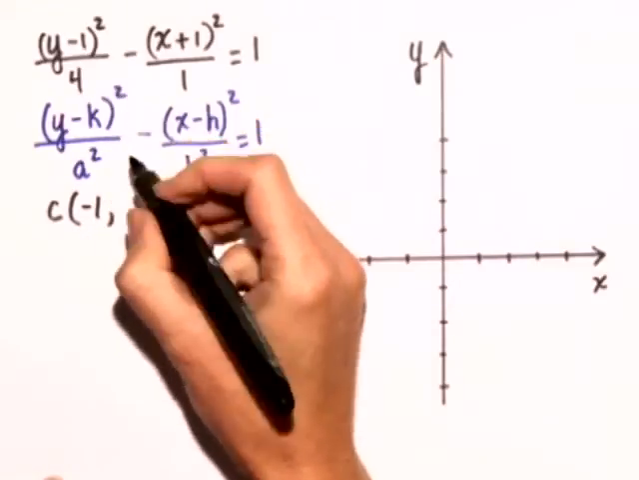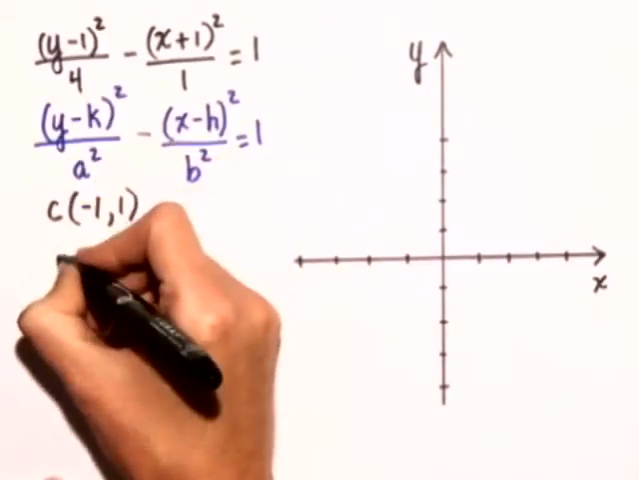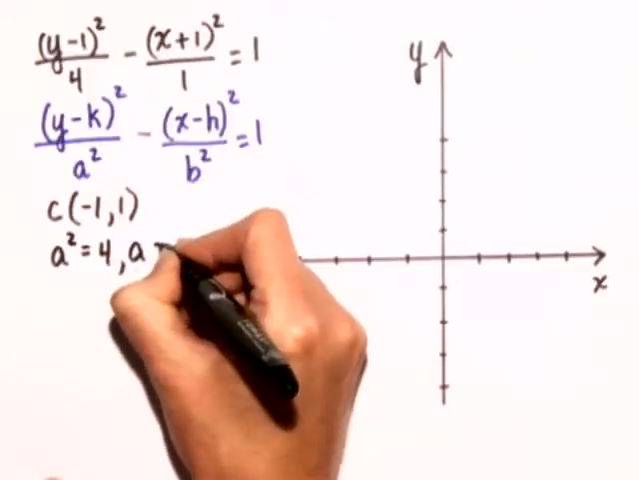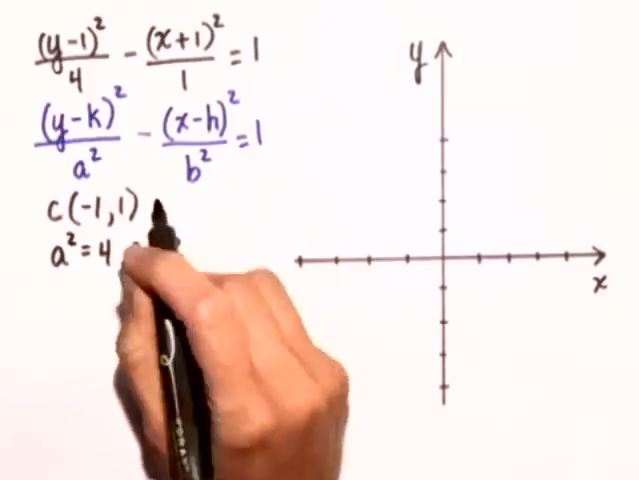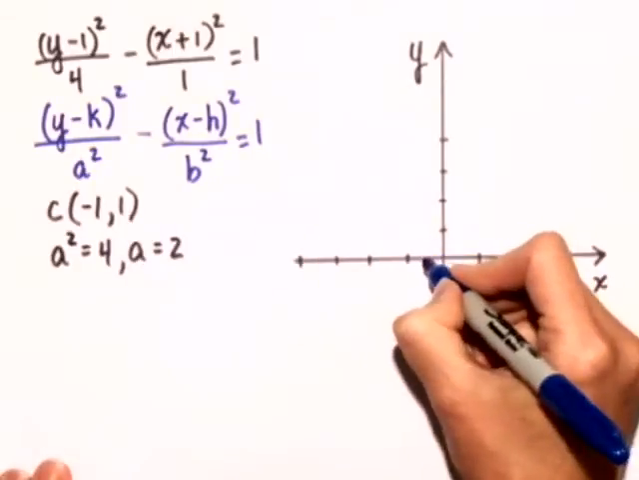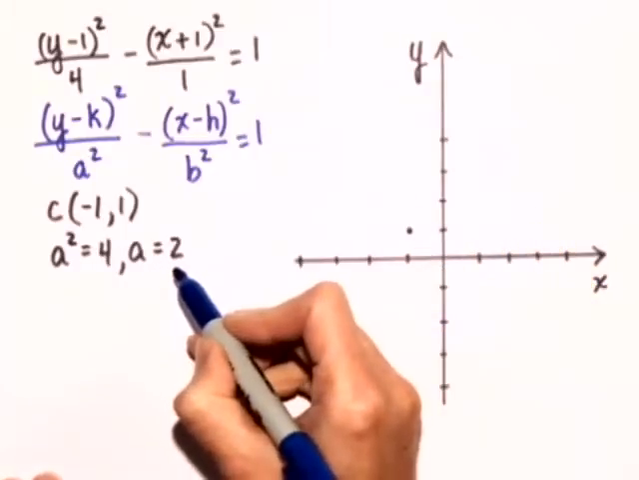The y coordinate of the center will be positive 1. Our a squared is equal to 4. So therefore, a is equal to 2. Let's start by graphing this information. We can see that our center will be located at -1, 1, and A is equal to 2.